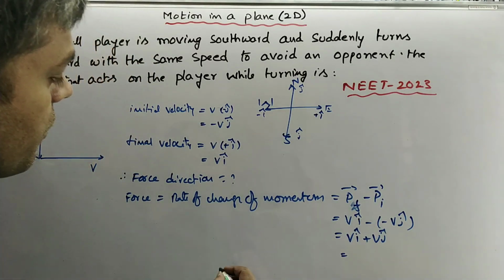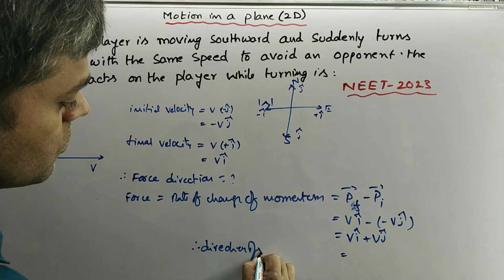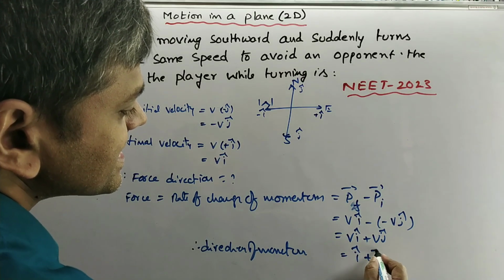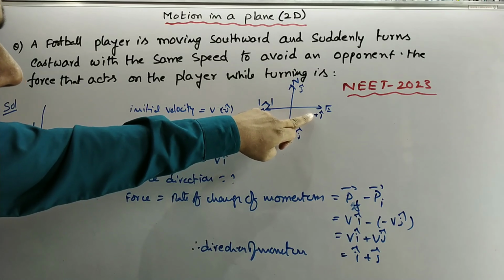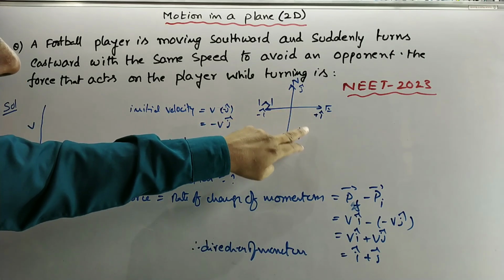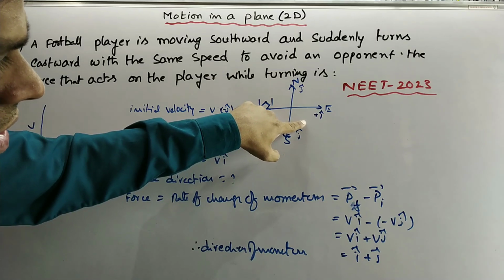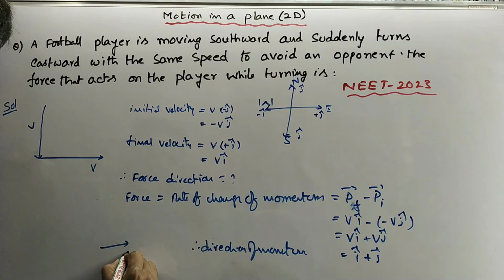Therefore, the direction of momentum change is i plus j cap. That means i is positive and j is also positive, so it is along east and north. A vector is resolved into two components, one along the positive x-axis and one along the positive y-axis. This is i cap and this is j cap, because both are positive.